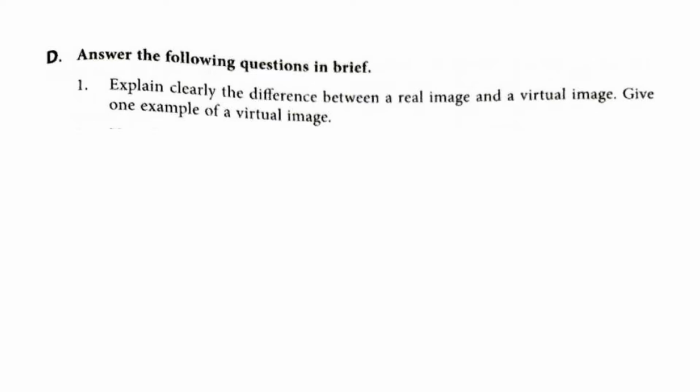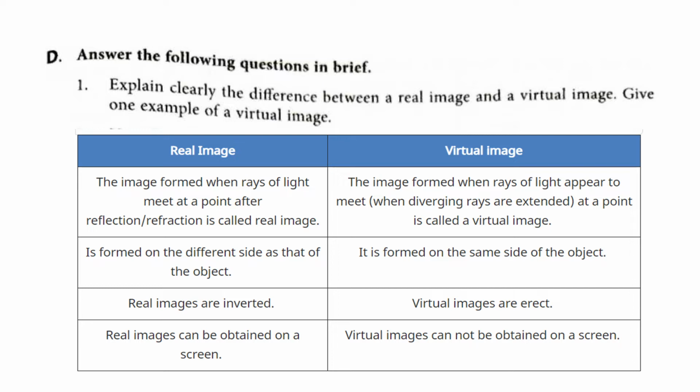Here, if you observe, real image is formed by actual intersection of reflected rays. Virtual image is formed by apparent intersection. Real image is caught on a screen, but virtual image we cannot catch it on a screen. So like that, some more differences we have. Real images, every time they are inverted, virtual images are erect. Real image will be formed on different side as that of the object, but virtual image can be formed on the same side of the object. Like this, we have these differences between real and virtual image.